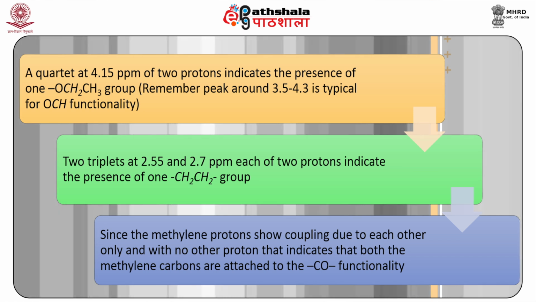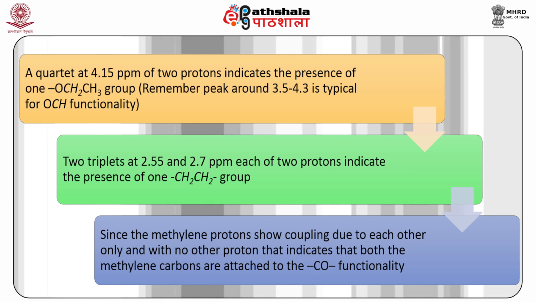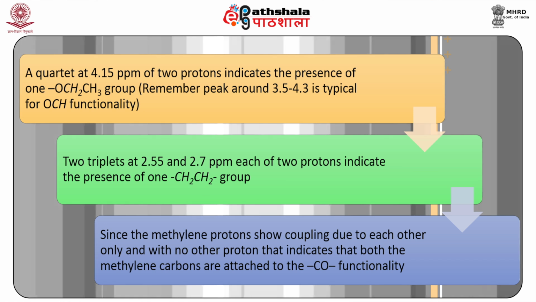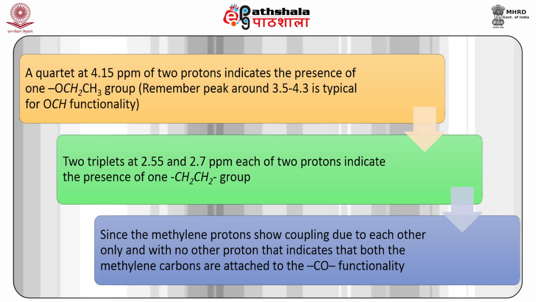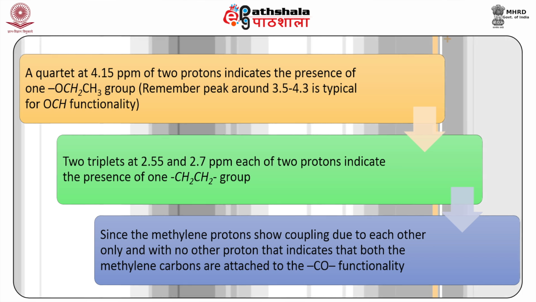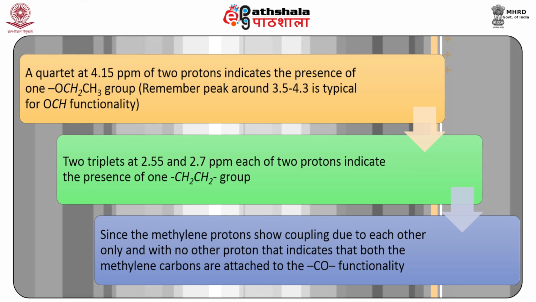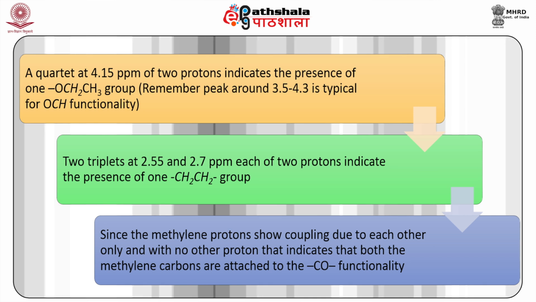2 triplets at 2.55 ppm and 2.7 ppm, each accounting for 2 protons. This indicates the presence of a CH2-CH2 group. Since the methylene protons show coupling to each other only and with no other protons, this indicates that both the methylene carbons are attached to the CO functionality.